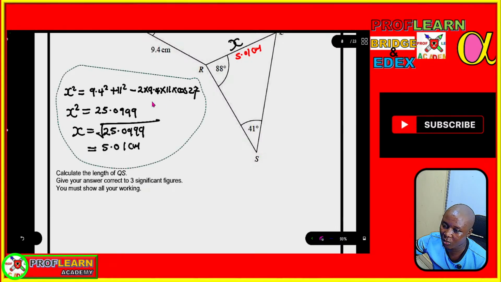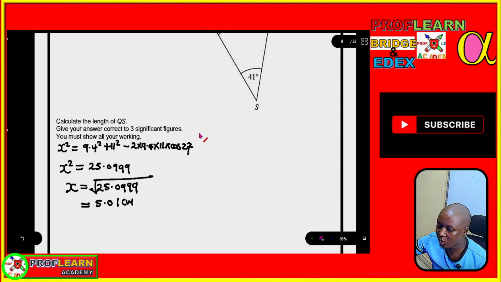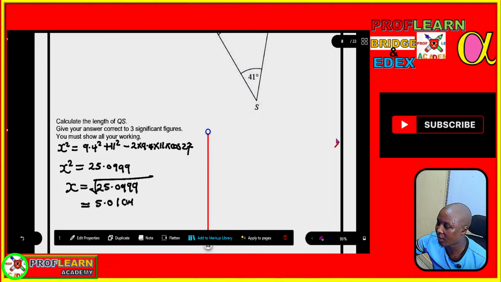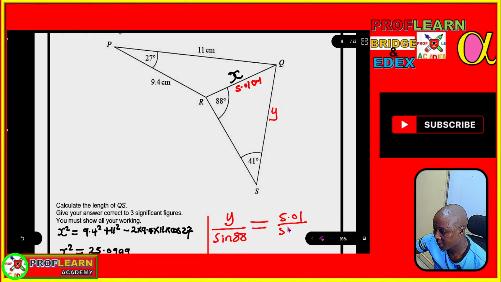I've used the cosine rule in order to get the first part of the answer. Now I'm going to use the sine rule. So I'll call this y, let me call it y so that we can find it. So y over sine 88 is equal to this value that we got here, 5.01, over sine of 41.